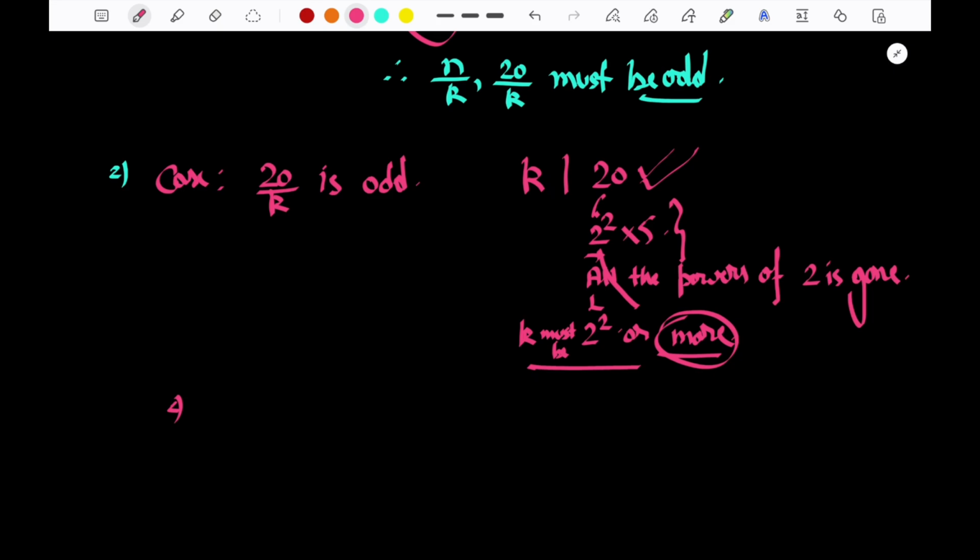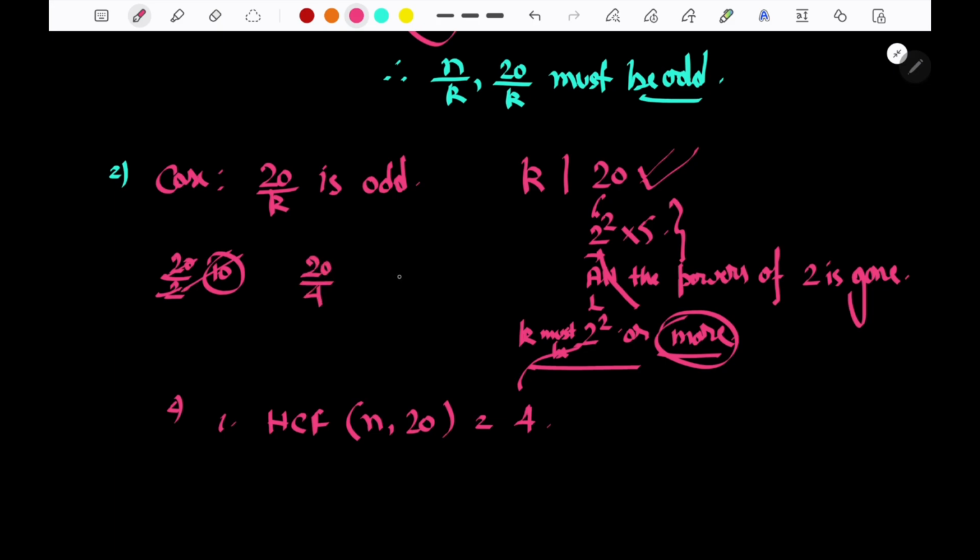Now we can take cases. First, HCF of n comma 20 is equal to 4. Why have I chosen 4? k must be at least 4, because if it is not 4, the number will come even, and we don't want even numbers. If I choose 20 by 2, all the powers of 2 are not gone, so it will be 10, which is wrong. If I choose 20 by 5, it will become wrong. 20 by 8 doesn't cut the value. So 20 by 4 can be there only.